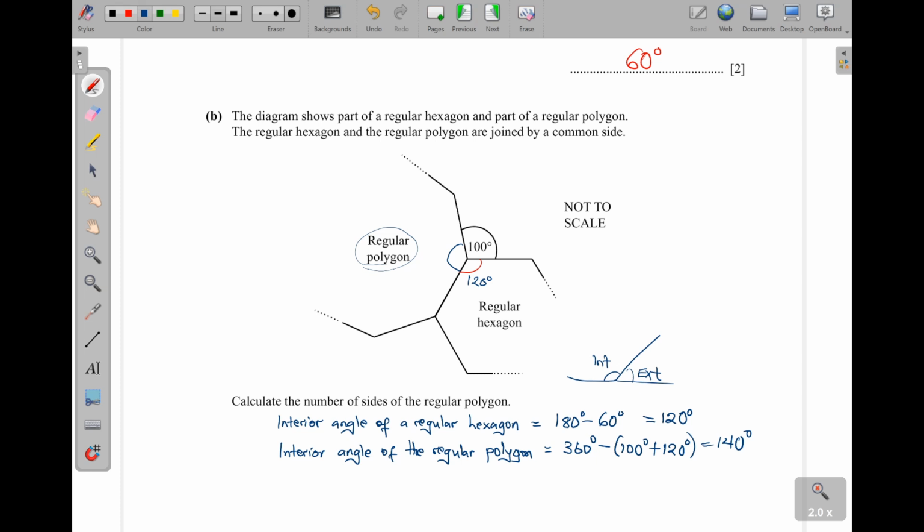Now, we can use this interior angle to get the value of n, or we can use the exterior. It is the simplest. So the exterior angle of this regular polygon is going to be 180, then subtract the 140, the interior angle. Then this one gives you 40 degrees.